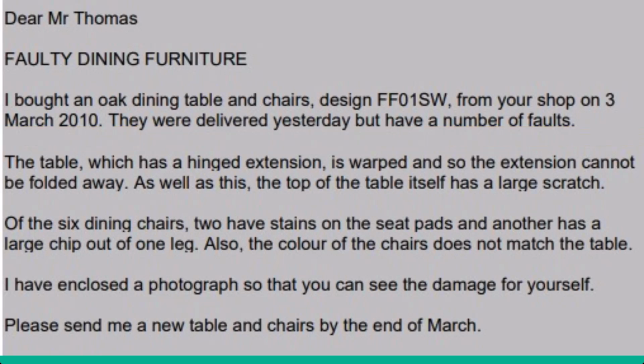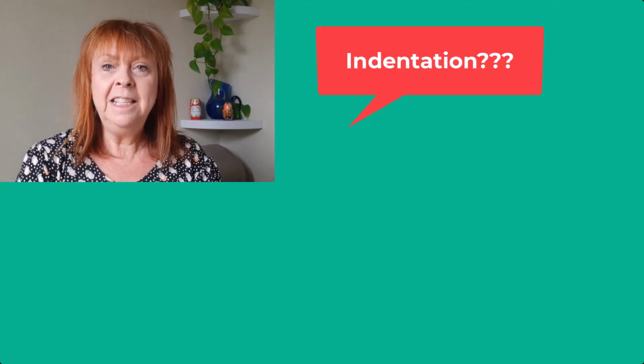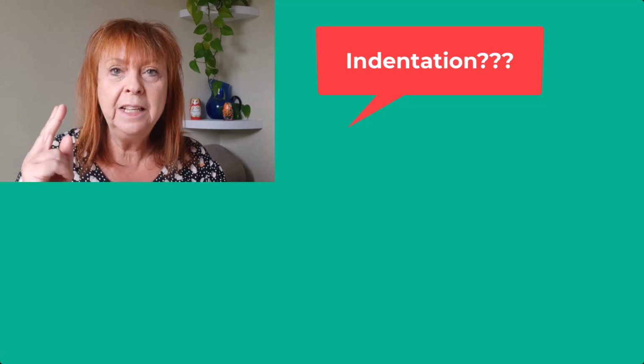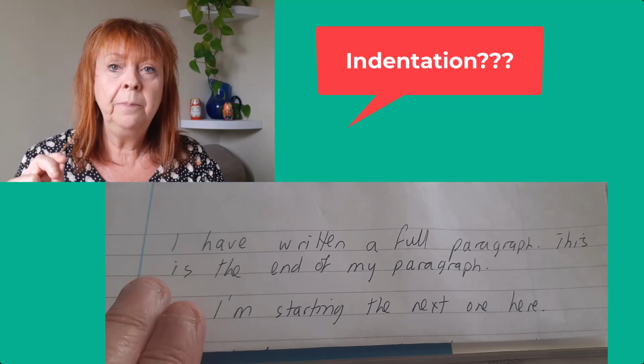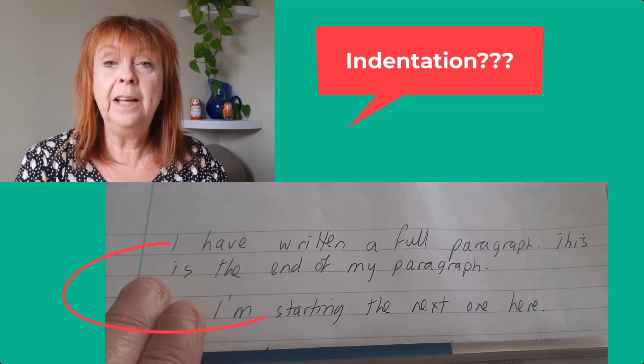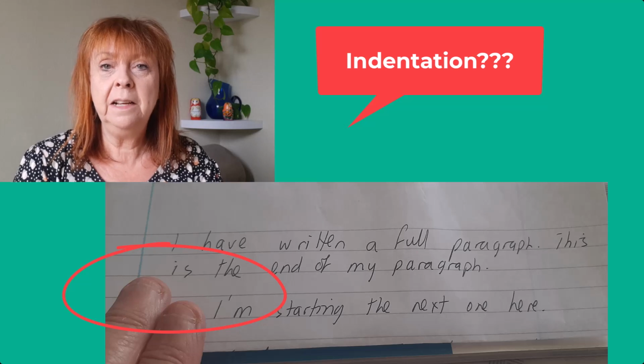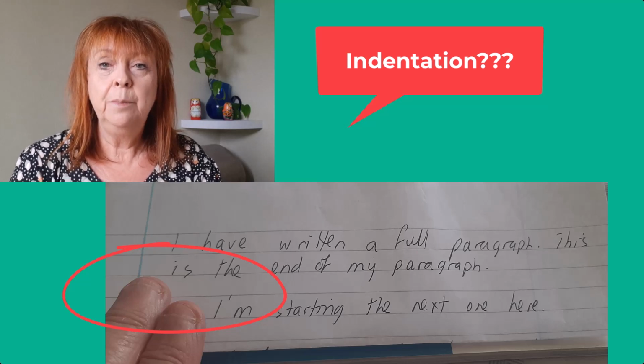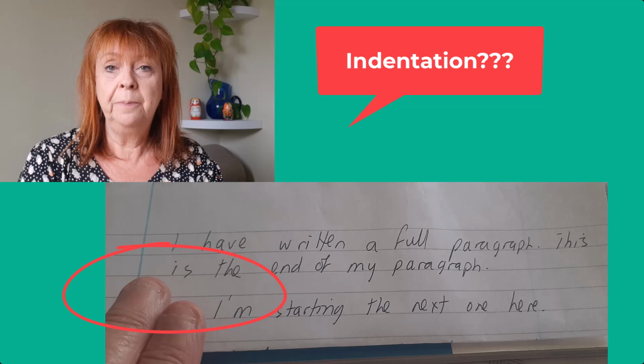And finally, to further indicate a paragraph start, you could indent your first line. Indent. This is when you use a finger space, only one, possibly two, at the beginning of the left-hand side, like this, before you write the first word.